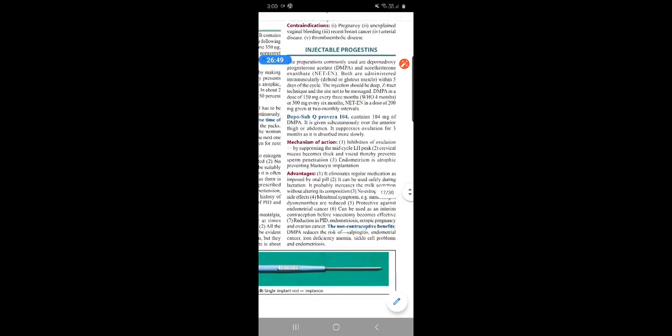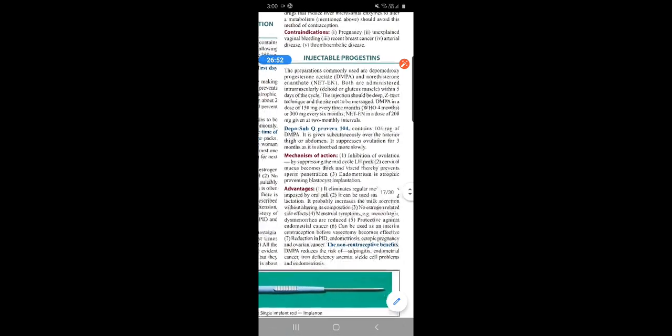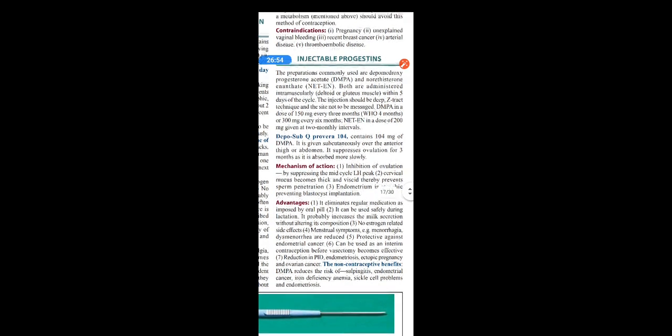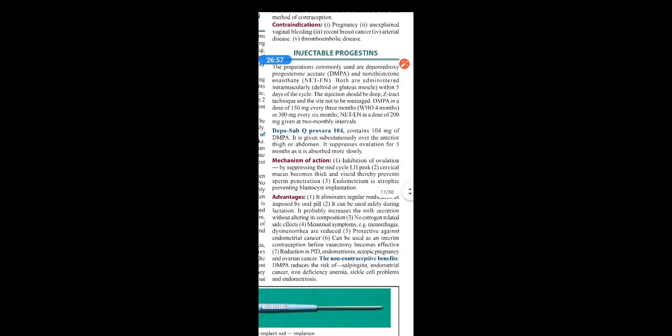So this is all about mini pill, progesterone only pill, or the lactational pill. Second method is injectable progesterones. The preparations commonly used are DMPA, depot medroxyprogesterone acetate, or NET-EN, that is norethisterone enanthate. So both are administered intramuscularly, that is into the deltoid or gluteus muscle, within 5 days of the cycle. So within 5 days of the cycle, this injectable progesterone is to be injected.